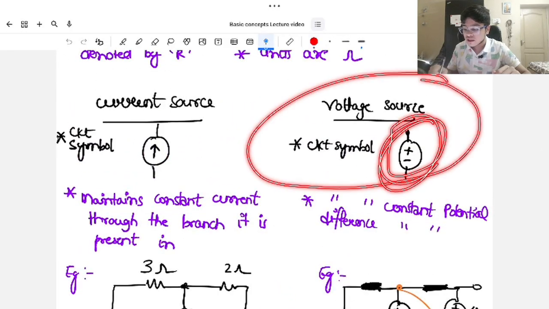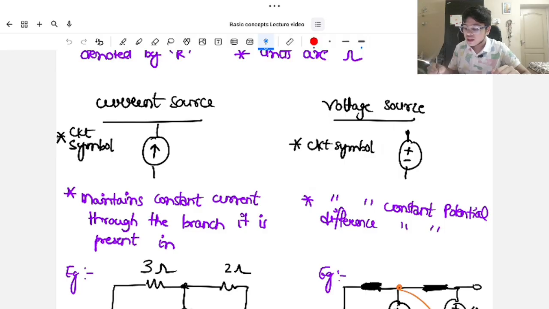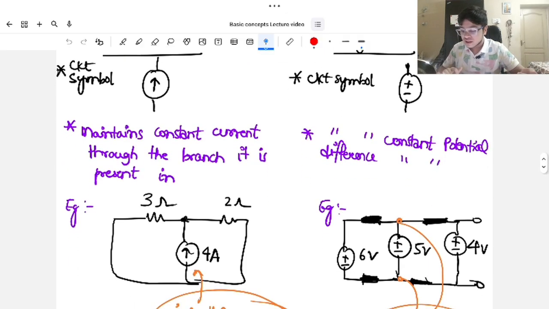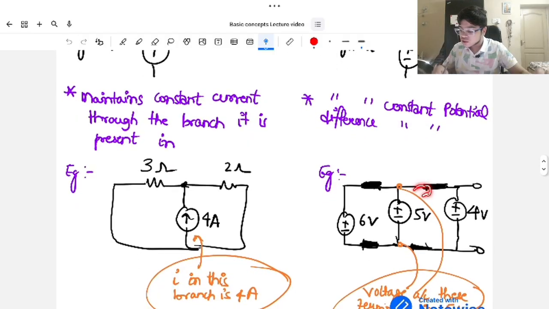Now, voltage source. This is the particular symbol for a voltage source. A battery is also a form of voltage source; there are many types of voltage sources, and a battery is just an example. Now, what is a voltage source? A voltage source maintains a constant potential difference across its two terminals. In this particular example, if I ground this point, then obviously this is going to be 5 volts. Or if this is, say, 10 volts, then it's going to be 15 volts. You get the point.